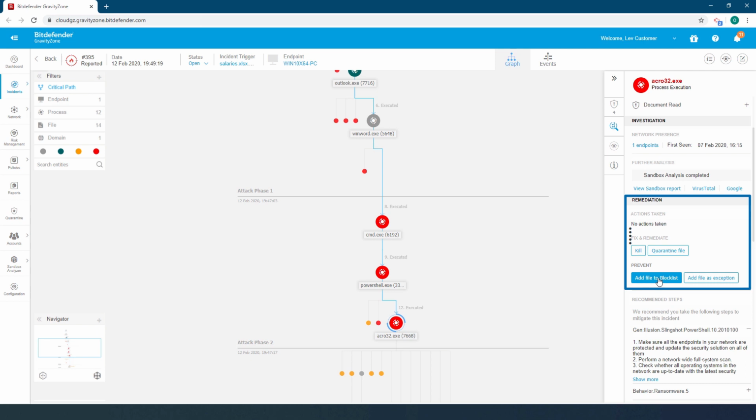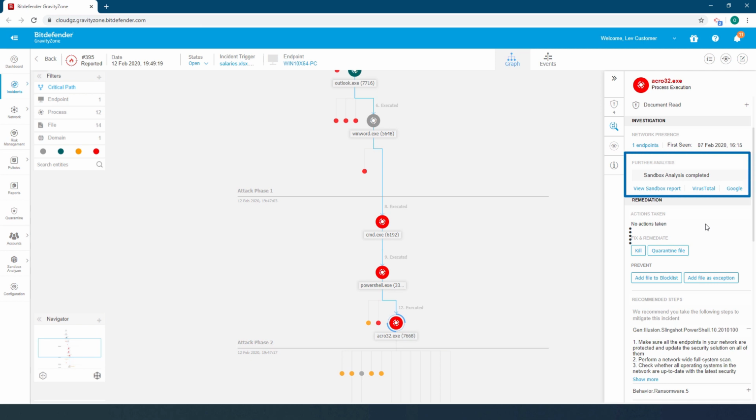the entire organization. Adding the file to the block list would mean that the process would be prevented from executing on any of the endpoints within the network. Also, in case of a false positive, there is also the option to add the file as an exception. We also have the option of using the sandbox analyzer to further investigate the behavior of the ransomware.